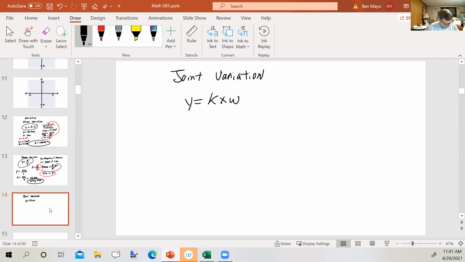Okay, let's take a look at an example. Talks about oil storage. So we've got a picture of this oil storage tank.